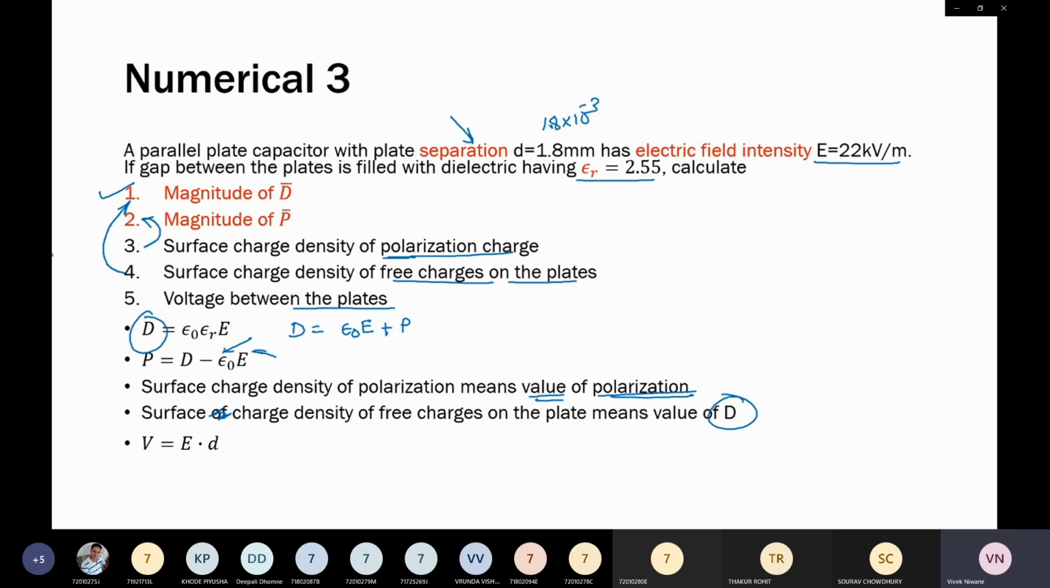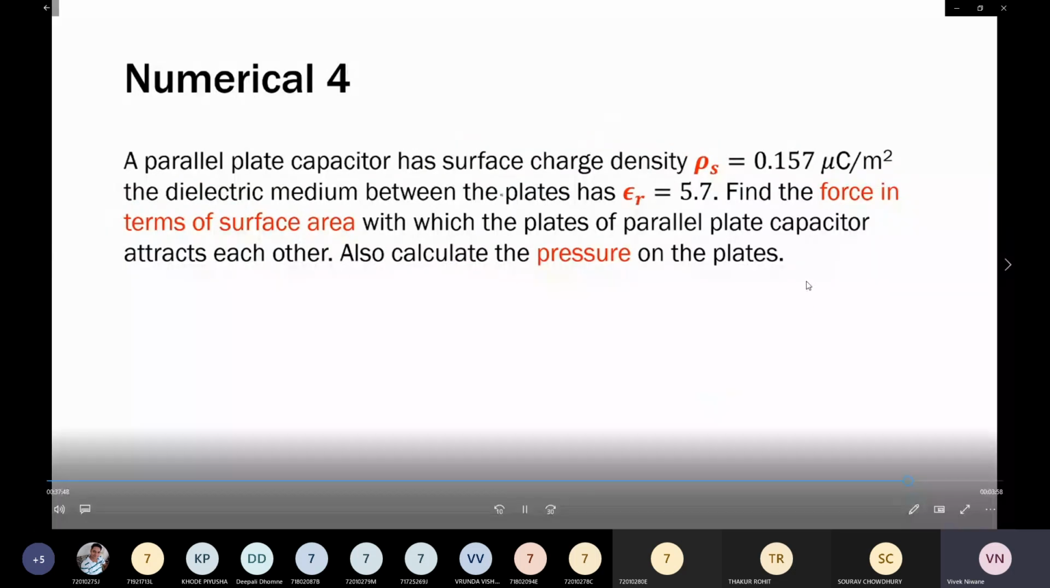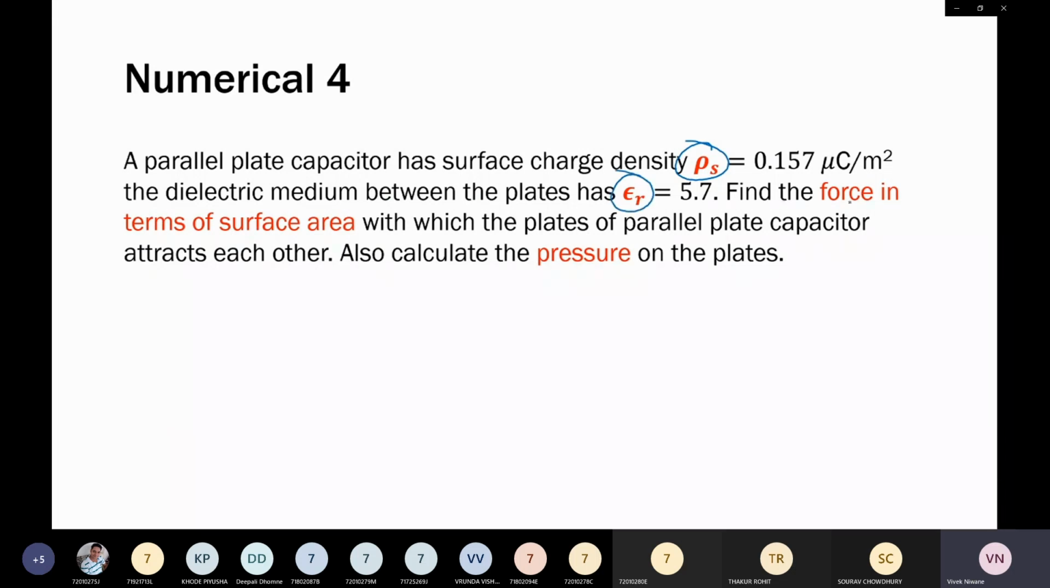Let us go to the next numerical, number 4. A parallel plate capacitor has a surface charge density rho s, given. Find the dielectric medium between the plates, epsilon r is given. Find the force in terms of surface area with which the plates of the parallel plate capacitor attract each other. Also calculate the pressure on the plates.